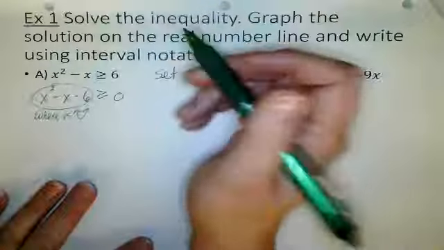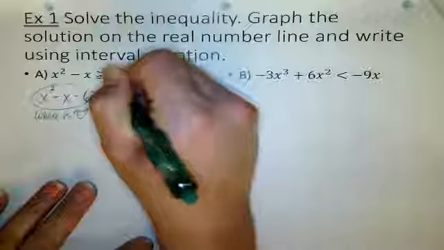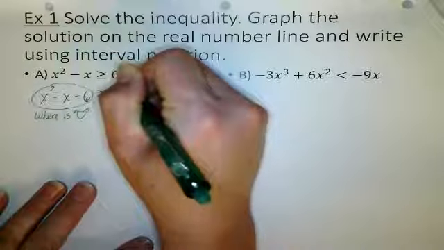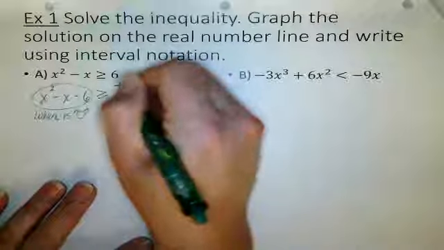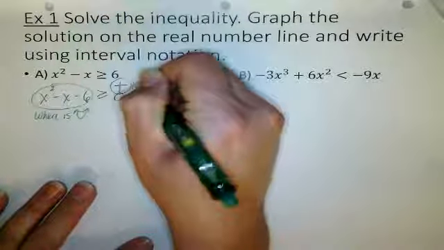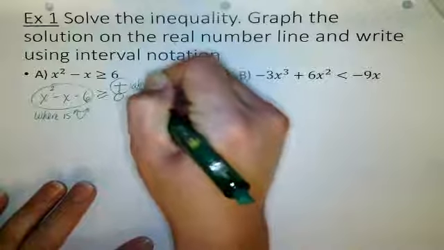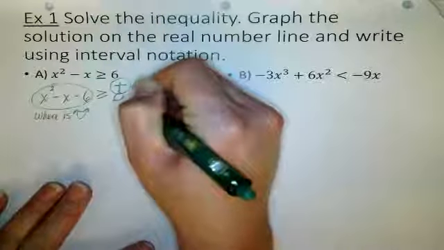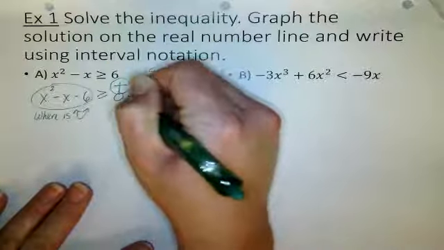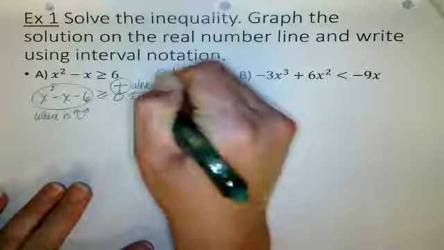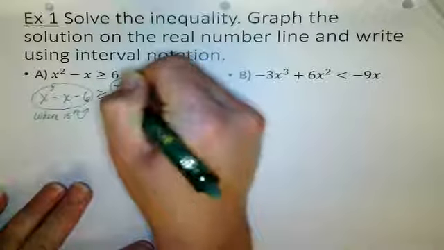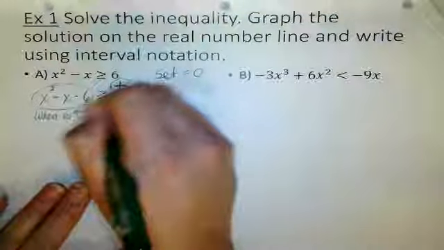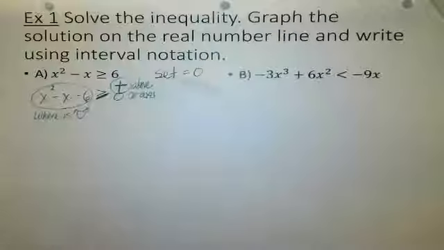Greater than or equal to 0 is positive. So we're looking for where our function is positive, or above the x-axis, and we'll also take when it's equal to 0 as well. There's a couple of ways that we can do that.